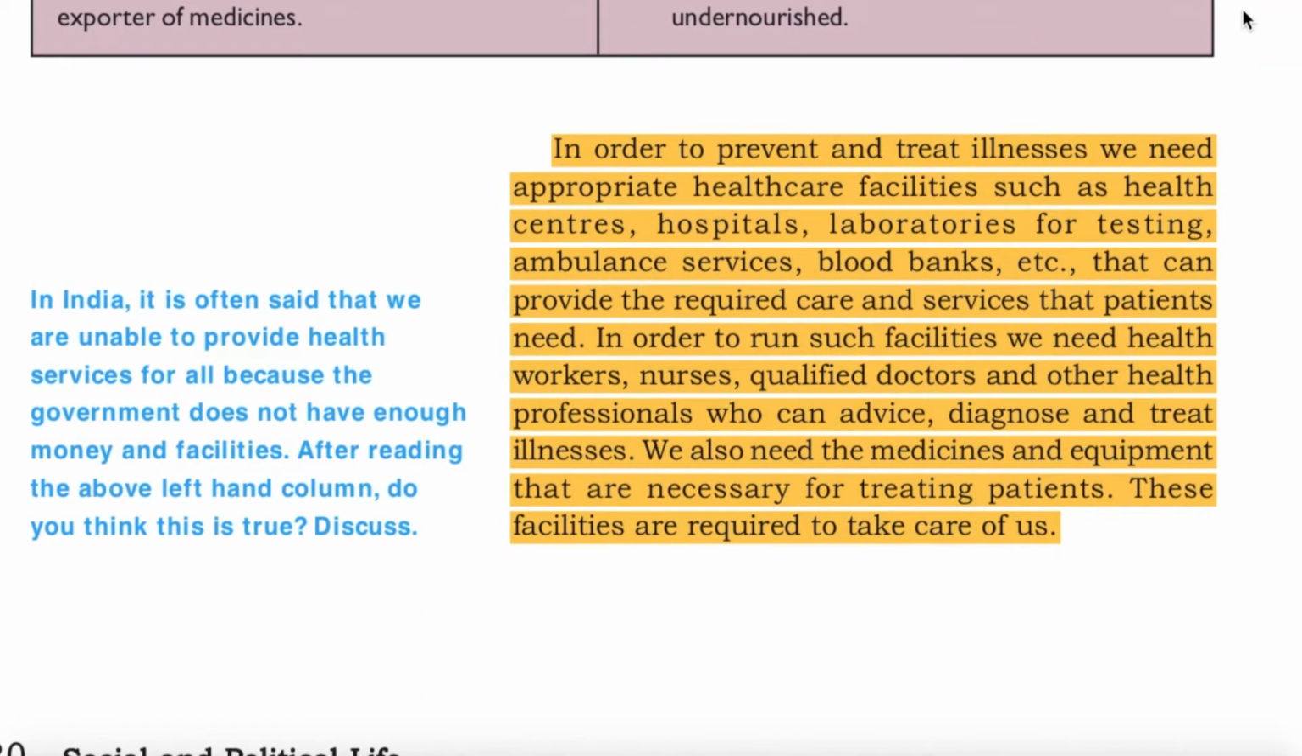In order to prevent and treat illnesses, we need appropriate healthcare facilities such as health centers, hospitals, laboratories for testing, ambulance services, blood banks, etc. that can provide the required care and services that patients need. In order to run such facilities, we need health workers, nurses, qualified doctors, and other health professionals who can advise, diagnose, and treat illnesses. We also need the medicines and equipment that are necessary for treating patients. These facilities are required to take care of us.